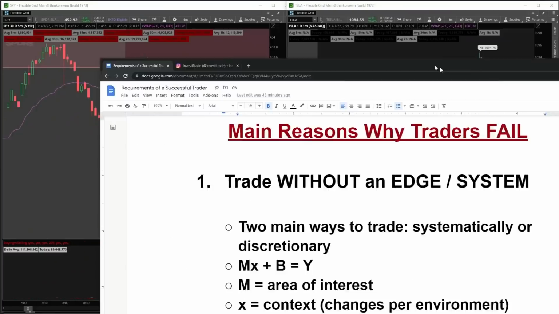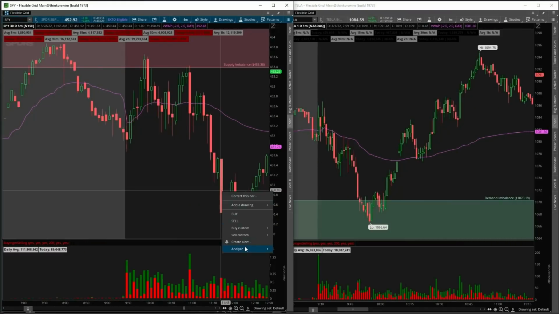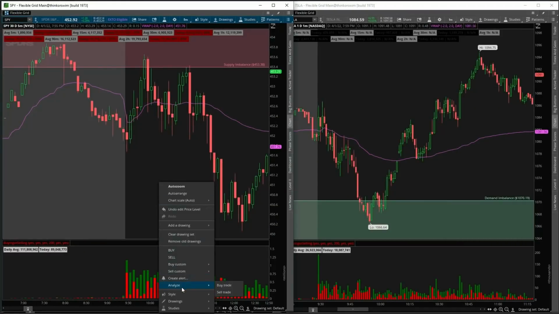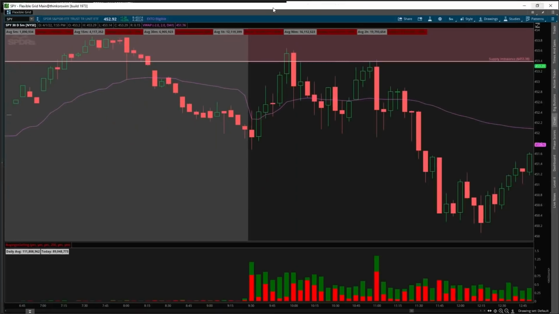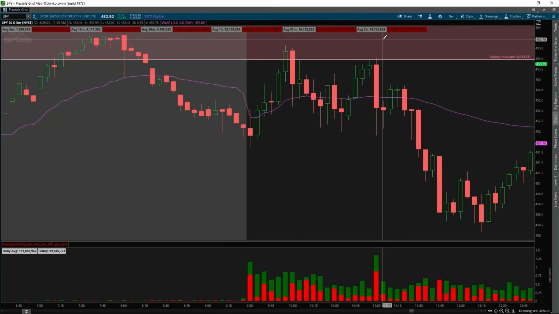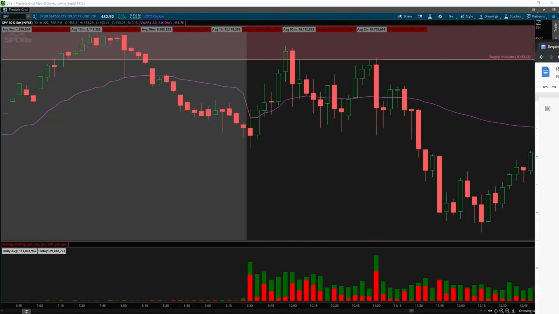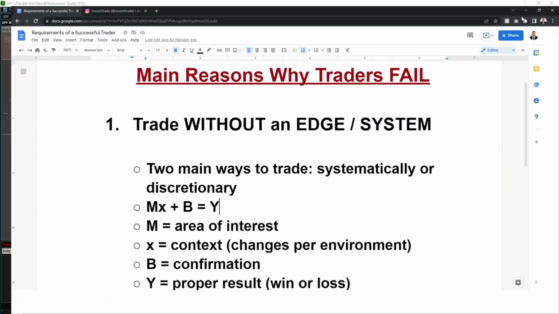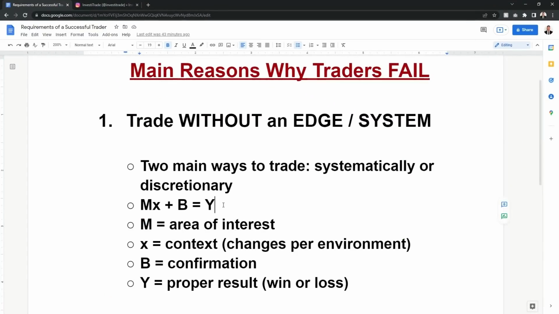Then there's discretionary trading, where you act upon your discretion in a systematic approach. For example, this is basically how I trade. I have my supply and demand zones. I'm a price and volume trader. I use supply and demand zones and key levels, and I consider these my areas of interest. So I came up with, well, I didn't come up with it, but basically a simple math equation. I think I learned this back in like fifth grade or something like that: mx plus b equals y.